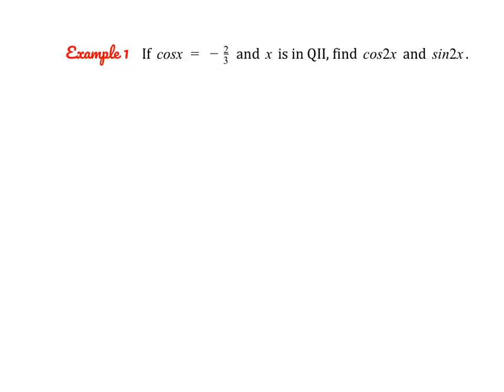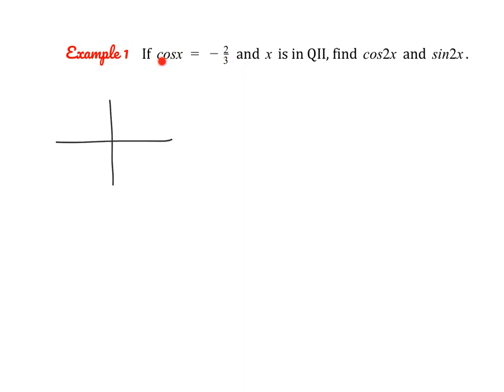Okay, so let's try an example where we're going to be using these formulas. Here we're given that the cosine of x is negative 2 over 3 and x is in quadrant 2. They'd like us to find the cosine of 2x and the sine of 2x. Unless you had a calculator, you wouldn't be able to figure out what x was, and then you wouldn't be able to double it and find the sine and cosine. So these formulas are going to be really useful for problems like this.